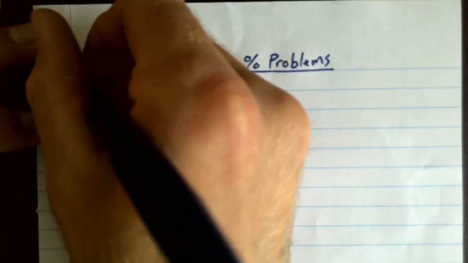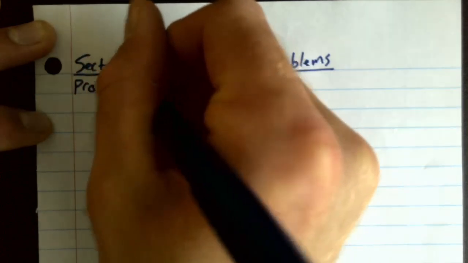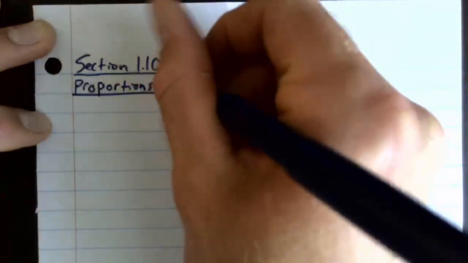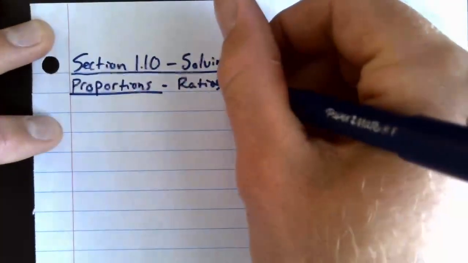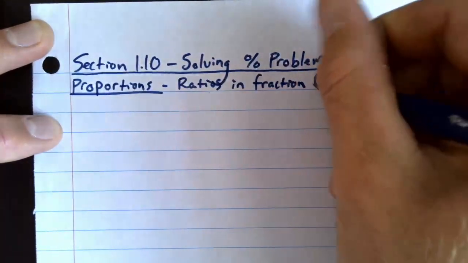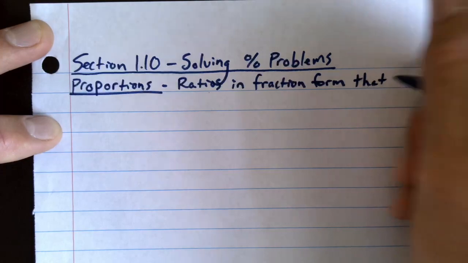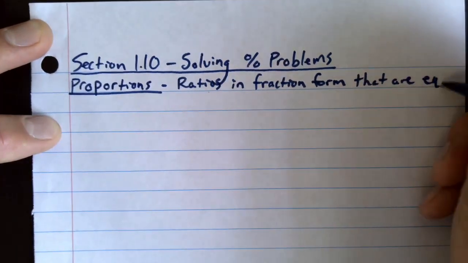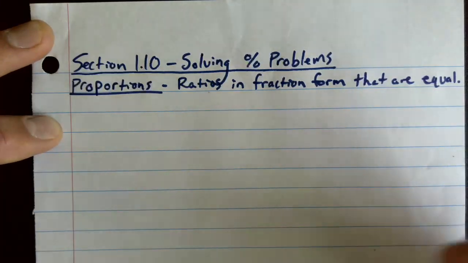So we need to know what a proportion is. Proportions are ratios in fraction form that are equal. That's it. So proportions are ratios in fraction form that are equal.